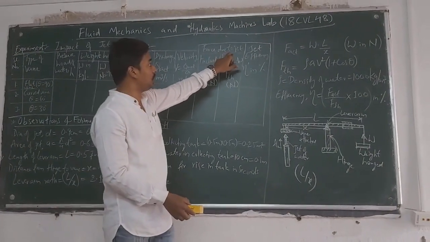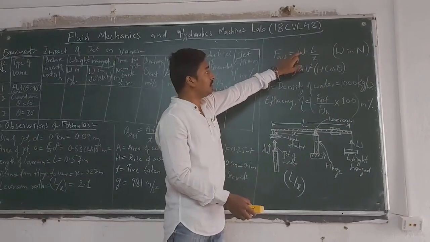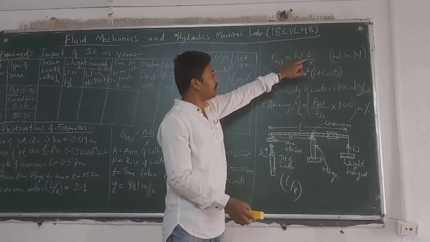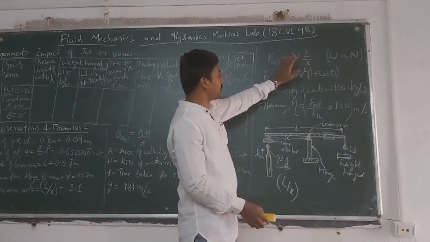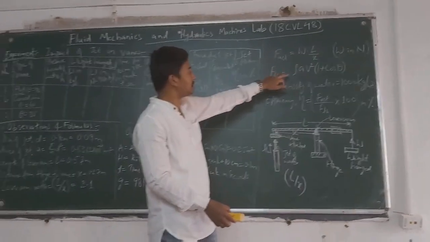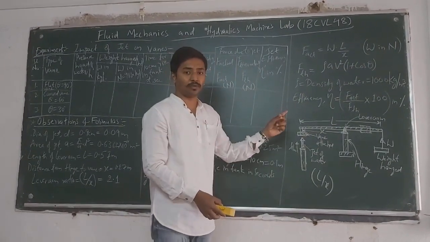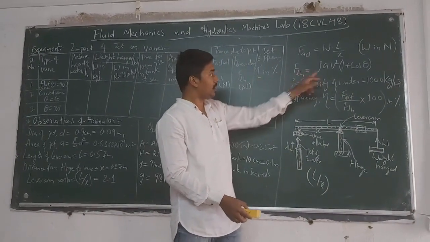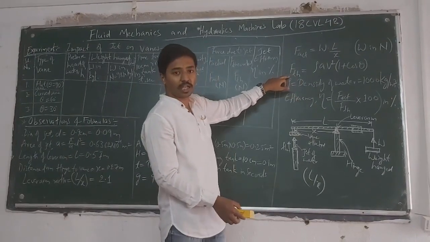Then coming to the calculation of the forces, the force due to impact of jet, F actual, will be equal to W into L by X, where W is the weight hung in Newton, L is the length of lever arm, and X is the distance between hinge and weight. So W into L by X. Then F theoretical is rho A V square (1 plus cos theta), where rho is the density of water, 1000 kg per meter cube, A is the area of jet calculated, and V is the velocity of jet. Substituting, we will calculate the F theoretical.